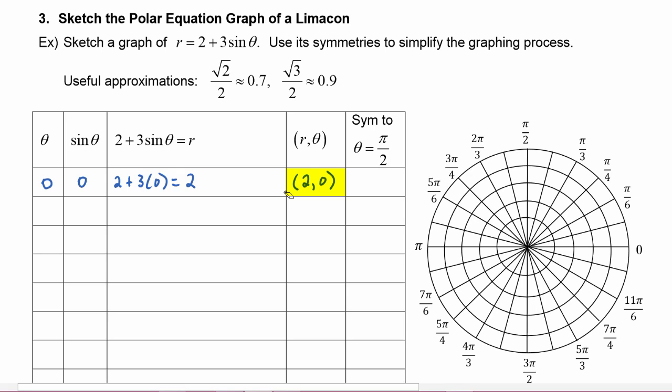Now over here on the graph, what this tells us to do is point towards an angle of 0 and walk out a distance of 2. So we start here at the pole. Remember, that's like the origin. We start here, we're pointing towards 0, and we walk out a distance of 2. So that would be 1, 2, and we put a point there.